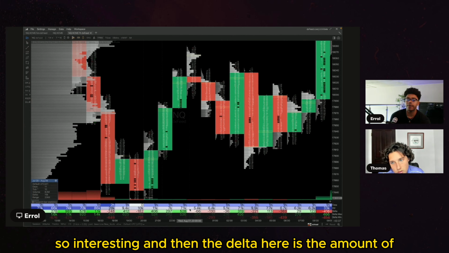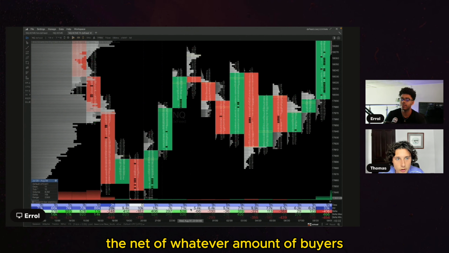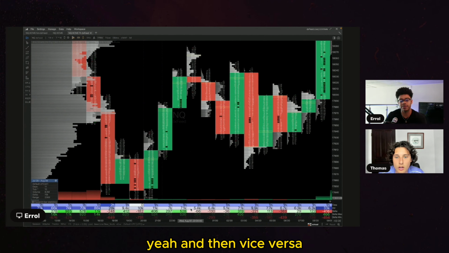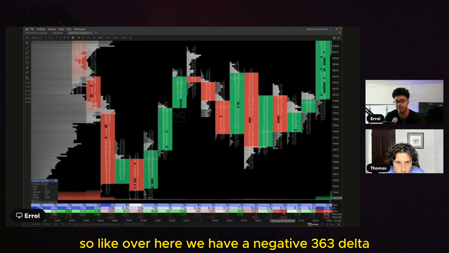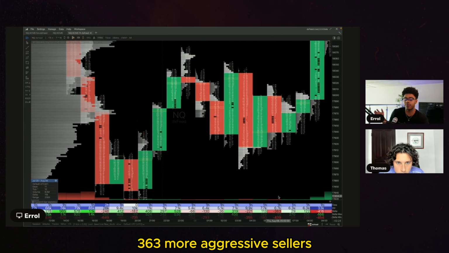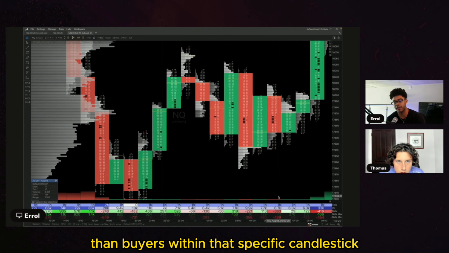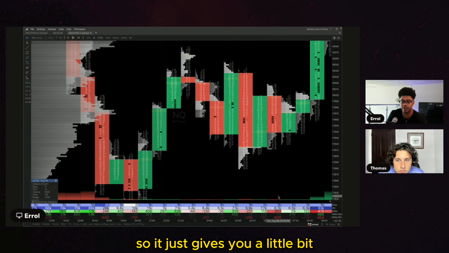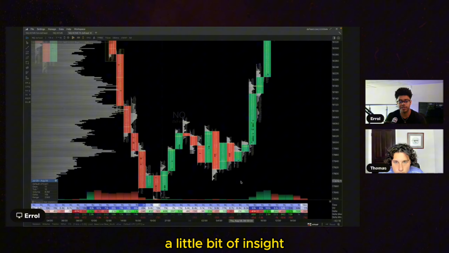The delta here is the net amount of buyers. And then vice versa. Over here, we have a negative 363 delta. That just lets us know there were 363 more aggressive sellers than buyers within that specific candlestick. So it just gives you a little bit of insight.